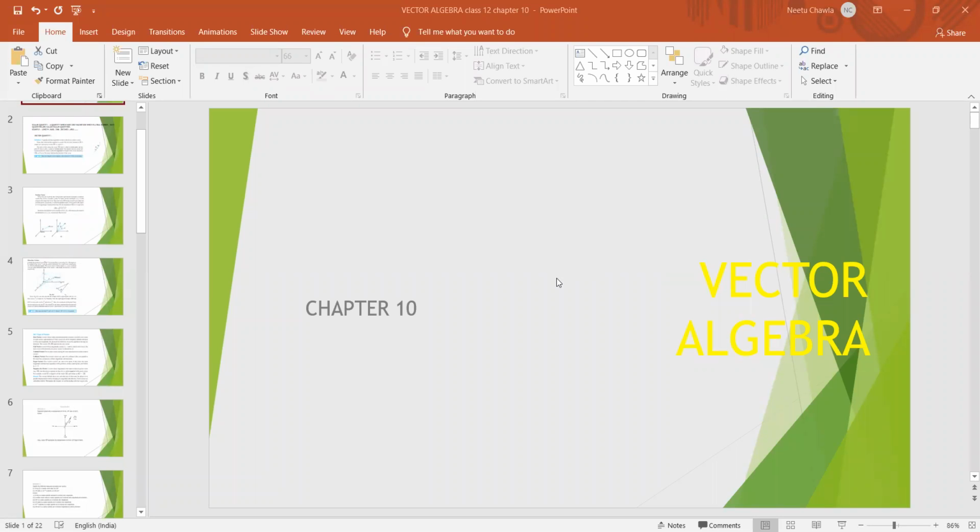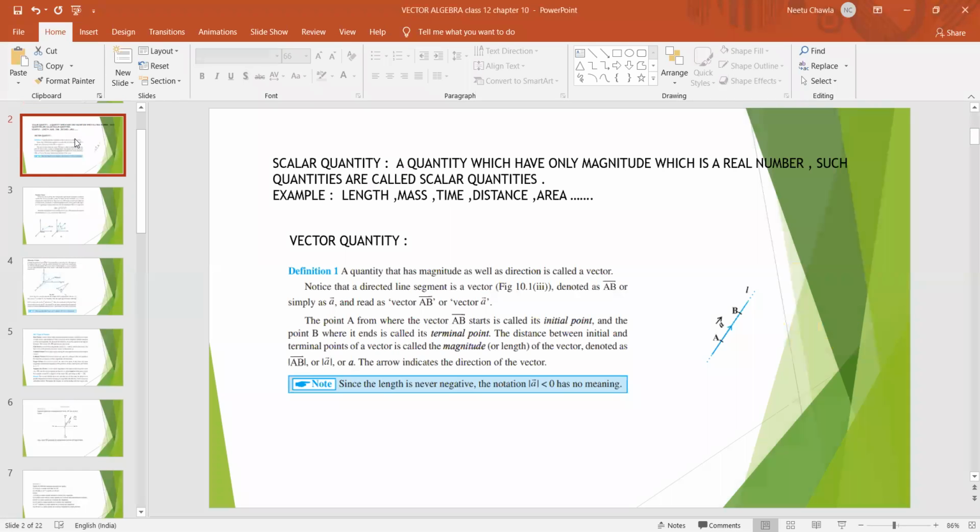So today we are going to start with our new chapter, vector algebra. This is your chapter number 10. So let's start with vectors. What do you mean by scalar and vector quantity?